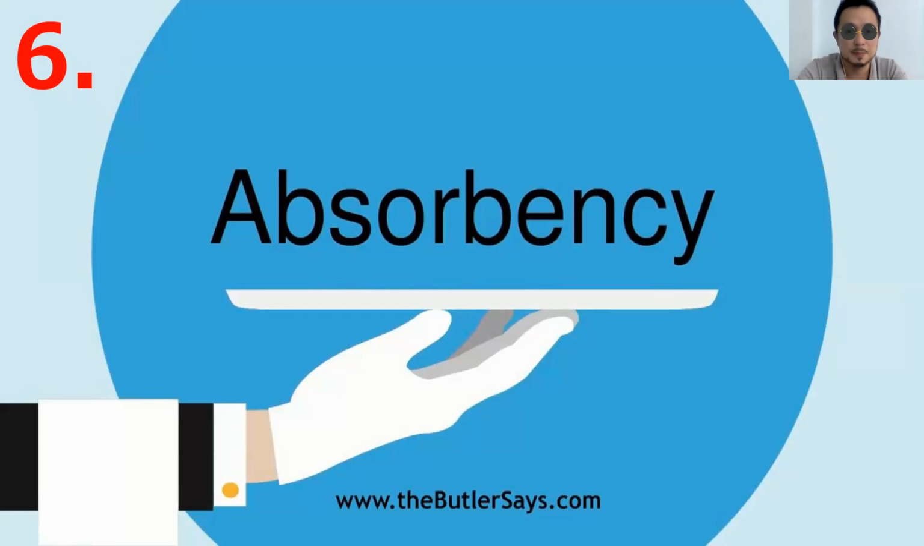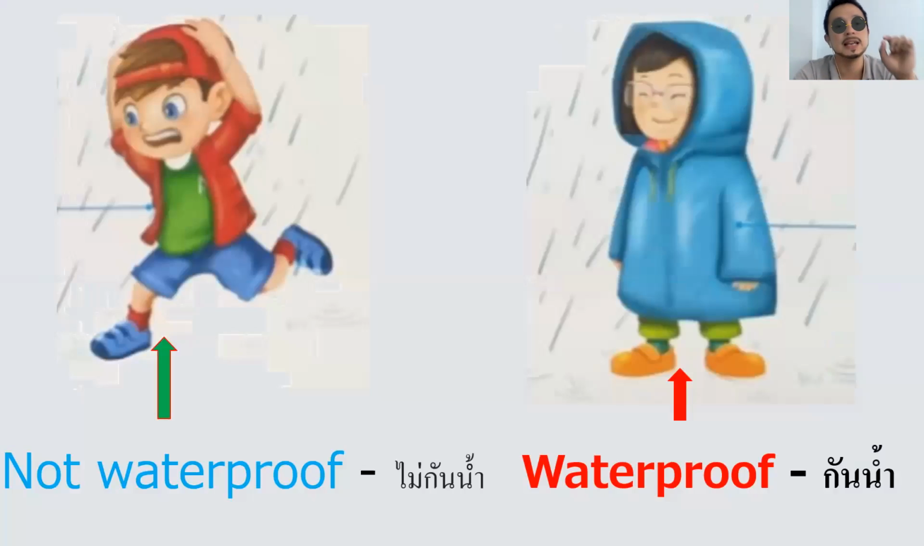So this time, we are going to look at the absorbency of each material, or the ability to sip water or to take in water themselves. The first one here, the boy is in a hurry because the picture shows that the boy is wearing a not waterproof material or object, while the girl is smiling because the girl is wearing a waterproof object. See the difference, kids?